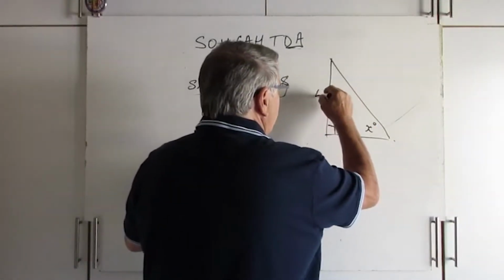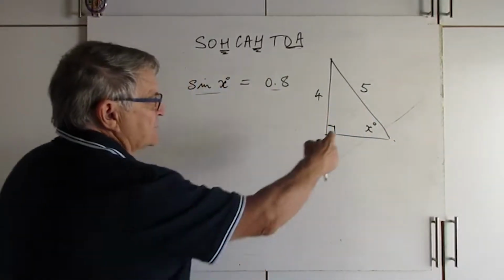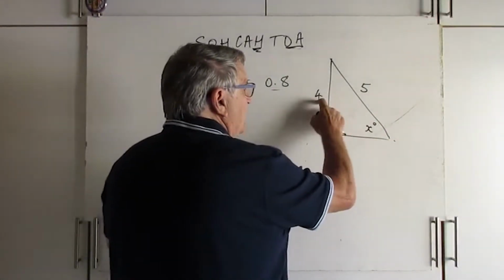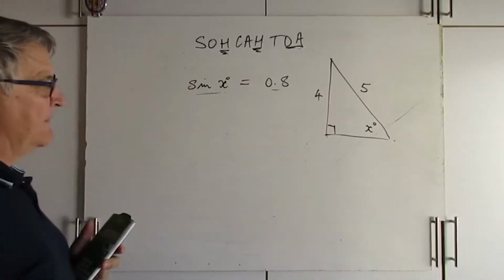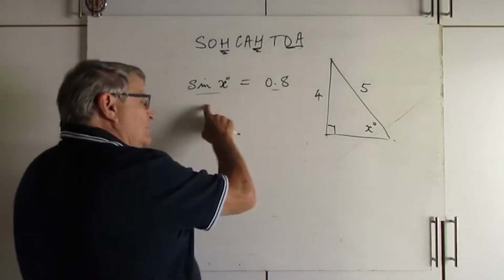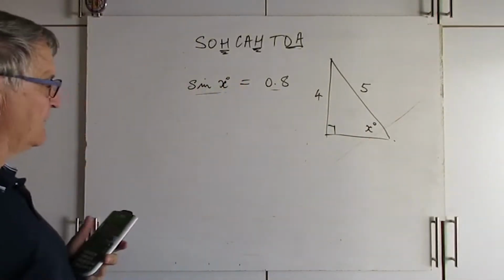0.8 is the decimal of 4/5. Okay, so we know that the sine of angle x is opposite over hypotenuse, 4/5, 0.8. The object is to work backwards now and find the angle, the size of angle x.